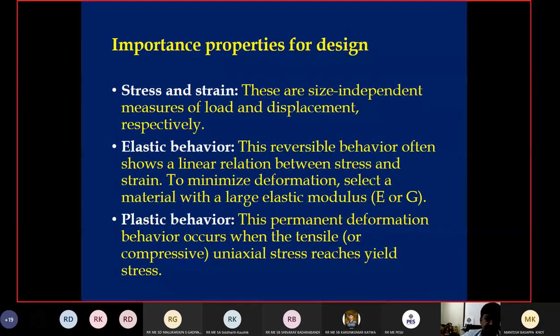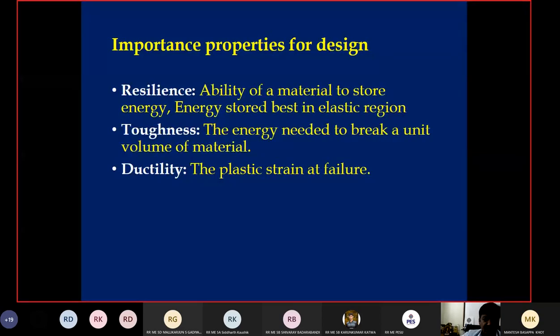And the resilience, that is the ability of the material to store energy, is best in the elastic region. So this is the resilience, and toughness is the energy needed to break a unit volume of material, and ductility is the plastic strain at failure. These are the terms that we look into.